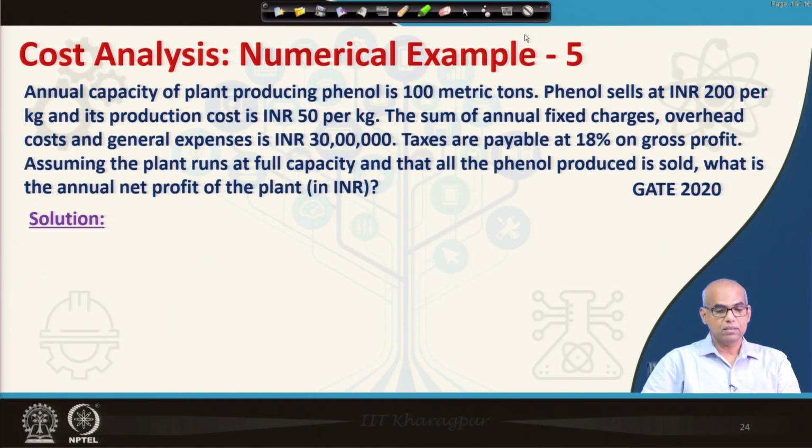So, now we will take the last problem. Annual capacity of plant producing phenol is 100 metric tons. Phenol sells at INR 200 per kg and its production cost is INR 50 per kg. The sum of annual fixed charges, overhead cost and general expenses is 30 lakhs. Taxes are payable at 18% on gross profit, assuming the plant runs at full capacity and that all the phenol produced is sold. What is the annual net profit of the plant in Indian rupees?